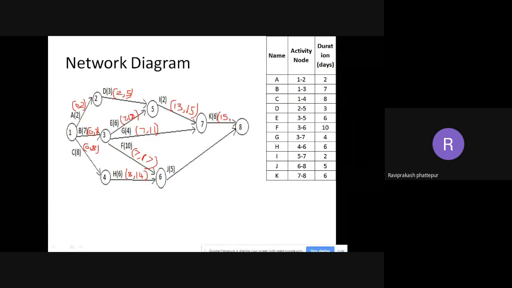Whichever is left, last is activity J. For activity J, again there is a merge event. One is 17 and the other one is 14 ending. F will end at 17, H will end at 14. As I told, the highest we need to take. So this one will be 17 comma 17 plus 5. What is 17 plus 5? 17 plus 5 is 22. So 17 comma 22. So this is the forward pass.